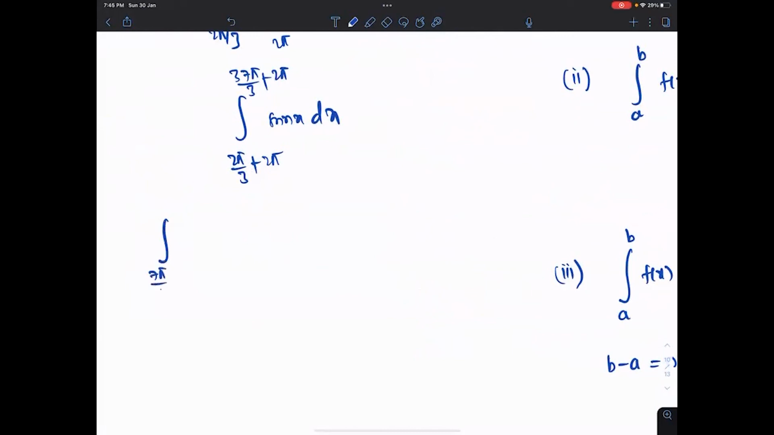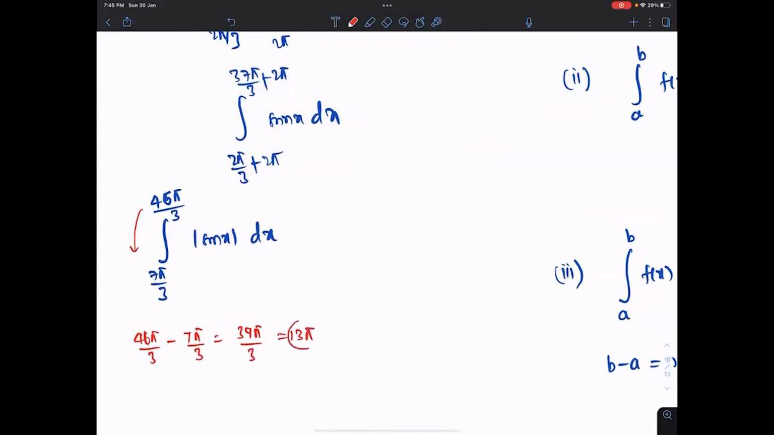7 pi by 3 to 46 pi by 3, mod sin x dx. Not 45 pi by 3, just a second guys. If I subtract 7, it should be a multiple, so 46 pi by 3. Okay, now what is the difference guys? 46 pi by 3 minus 7 pi by 3, 39 pi by 3, which is 13 pi.